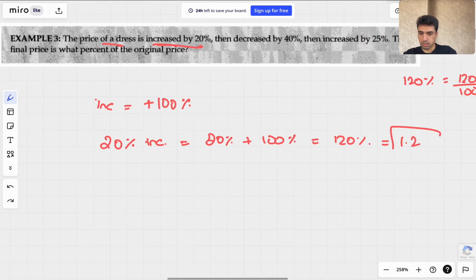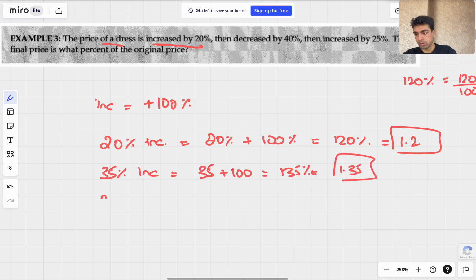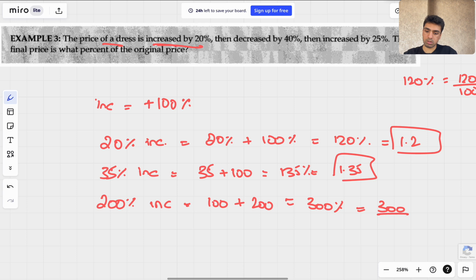So that's 20% increase. If I say, for example, 35% increase, same thing, it'll be 35 plus 100, which is 135, which can be written as 1.35. If I say I want a 200% increase, that'll be 100% plus 200%, which is 300%, which can be written as 3, because 300 divided by 100 is 3, right?